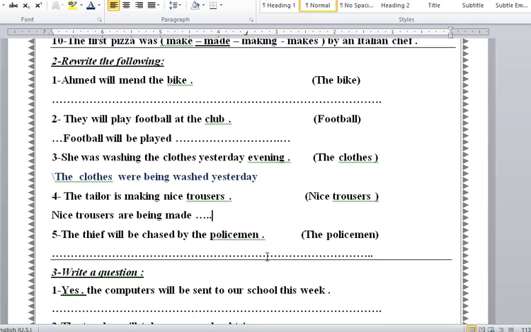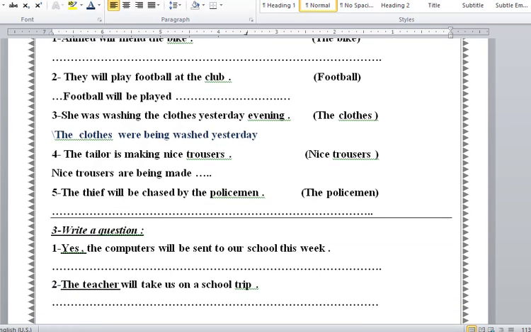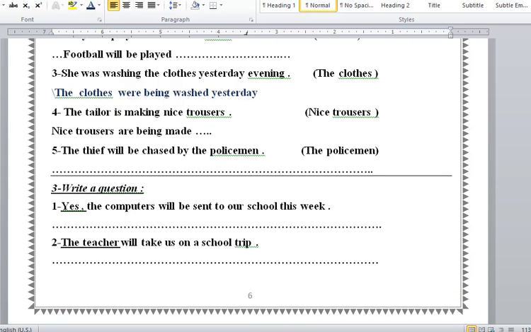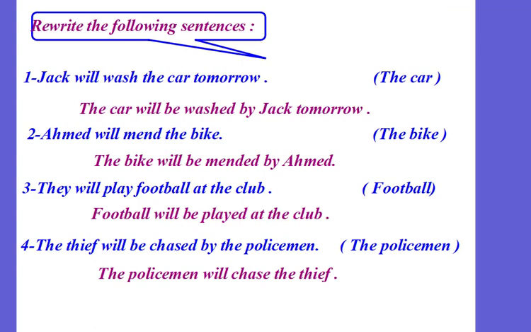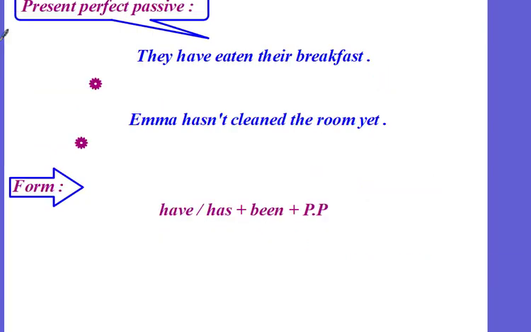We already answered this. The policeman will chase the thief, so we will turn it from passive to active. Will plus be. Now let's complete our lesson and go to part 2 of the lesson, which is the present perfect continuous passive. So the present perfect passive, we already know that the present perfect is have or has plus bb. Have or has plus bb.